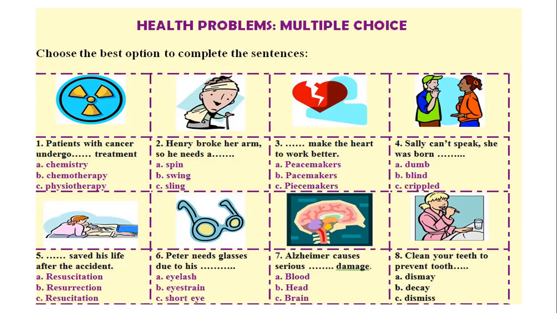Number six, Peter needs glasses due to his eyelash, eye strain, short eye. Short eye. Yes. Number seven, Alzheimer causes serious blood, head, or brain damage? Brain damage. Yes. Number eight, clean your teeth to prevent tooth decay. Decay, yeah. And a synonym of decay is cavity, right? Remember decay or cavity? It's the same thing. Es la misma, ¿verdad? Decay y cavity es caries.